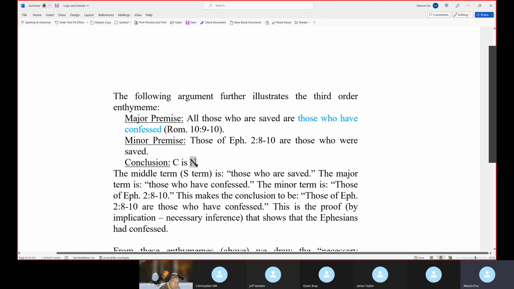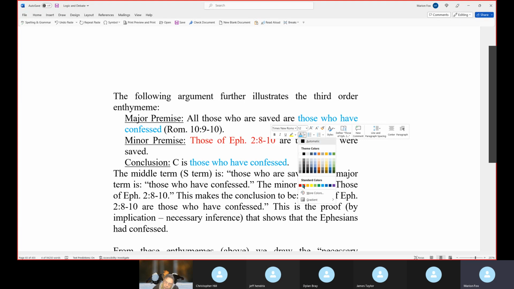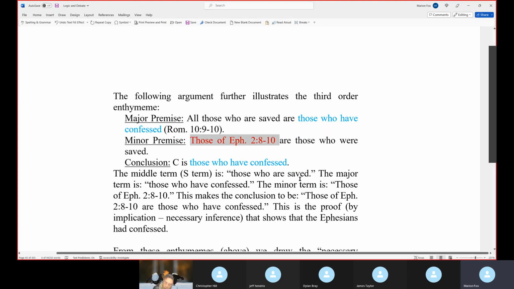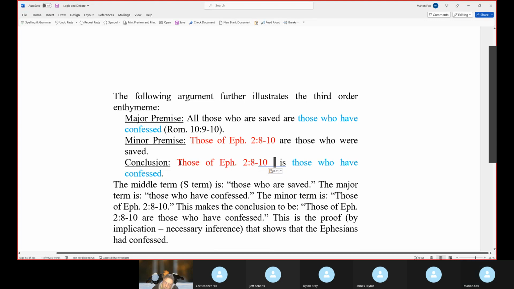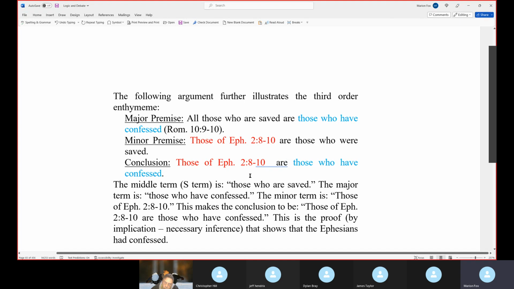Major term, that's the predicate of the conclusion. And now we have the minor term right here, and there it is, and we'll make it red. I think I made it red a while ago, it doesn't matter, but we just flow through here, as consistent as I can. Those of Ephesians 2:8-10, we change this to an R, to have confessed.